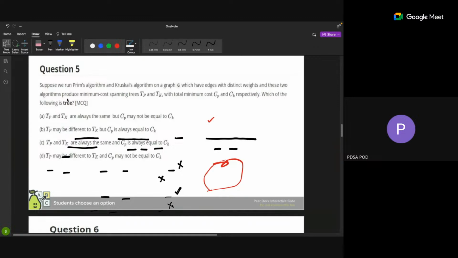Sir, I have a doubt. If the edge weights are not distinct, will this still hold true? Whenever duplicate weights are there, there is a chance of multiple spanning trees with the same cost. Then we cannot guarantee that Prim's and Kruskal's generate the same tree. Prim's may generate one spanning tree and Kruskal's a different one, but the spanning tree value is the same. Okay, clear?